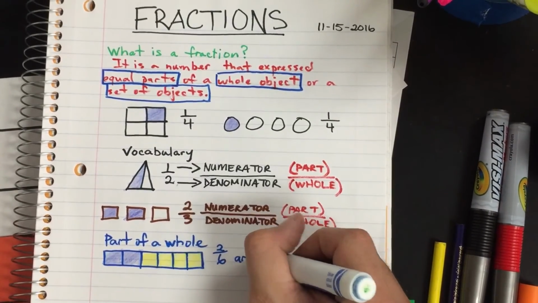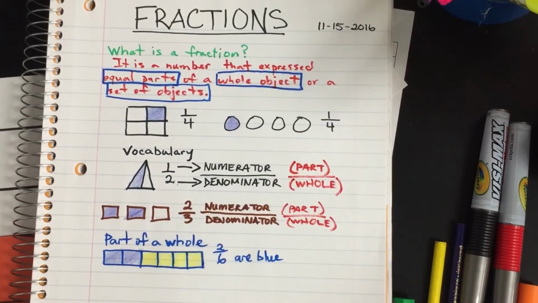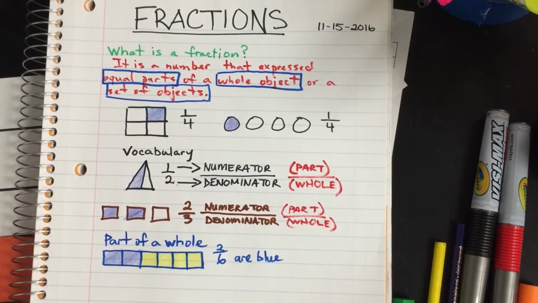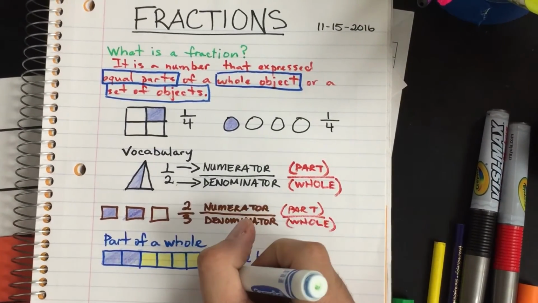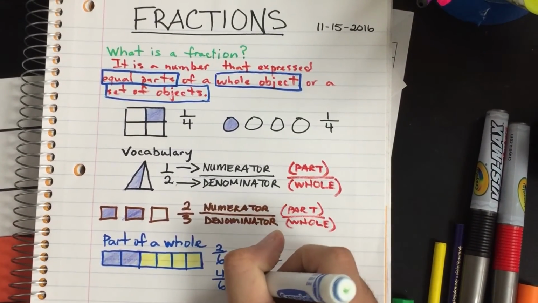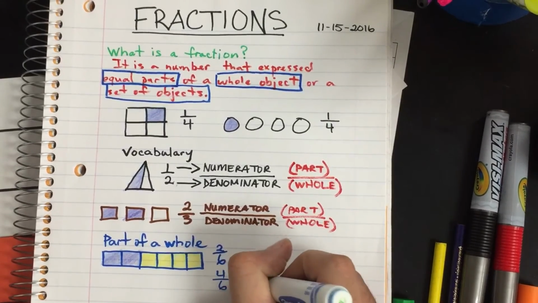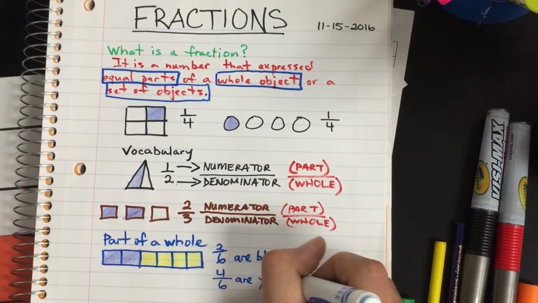are blue, for me. You can put whatever color you decided to use. And for me, what would the fraction for the yellow be? 4/6. So 4/6 are yellow.